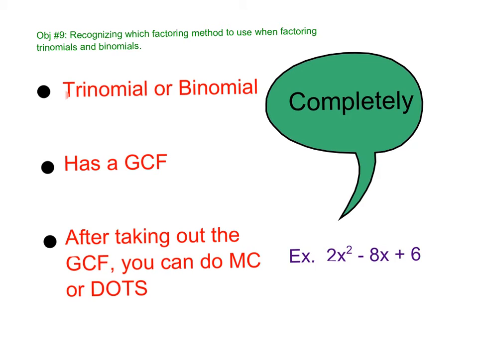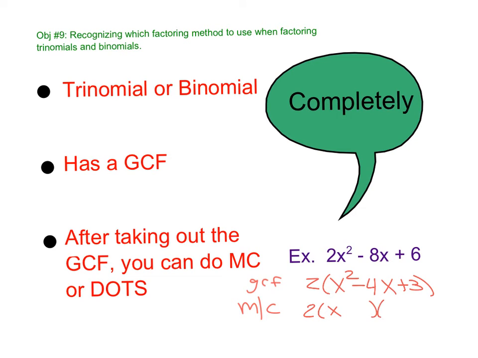So for example, if I divide out that 2, I get x squared minus 4x plus 3. That's my GCF. And then I have an MC chart after that. So what multiplies to 3 and combines to negative 4? Negative 1 and negative 3. So we did a GCF and then an MC.